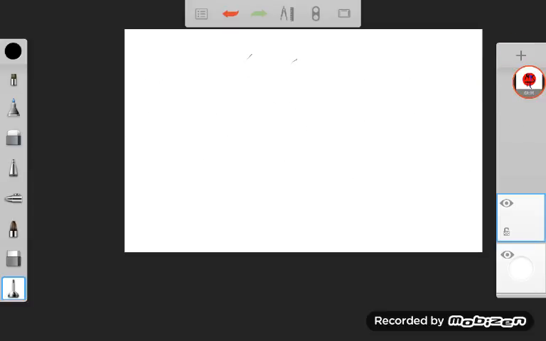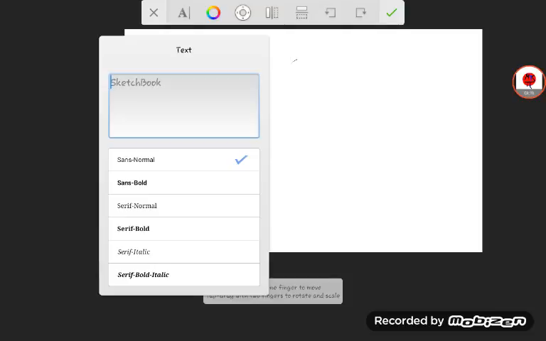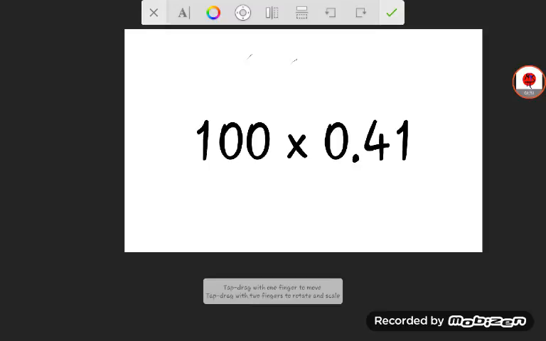Alright, now let's multiply. So now let's do 100 times 0.41. Sorry, I have to use the loudest keyboard I can find. I like loud keyboards, but sorry, that's against the point.